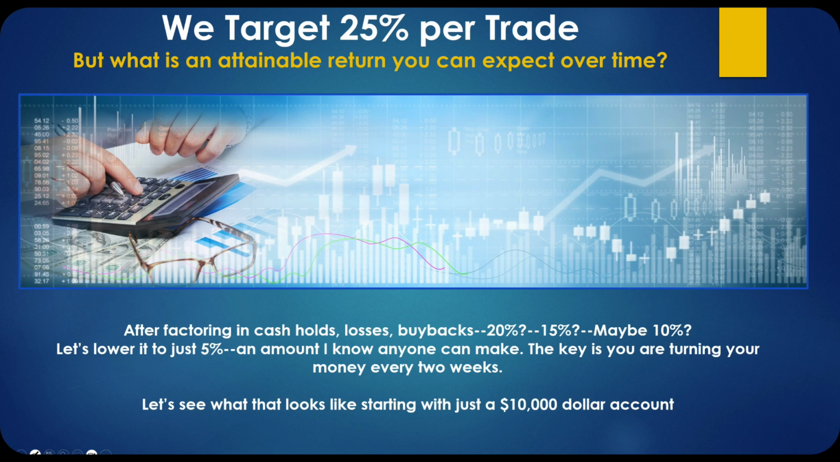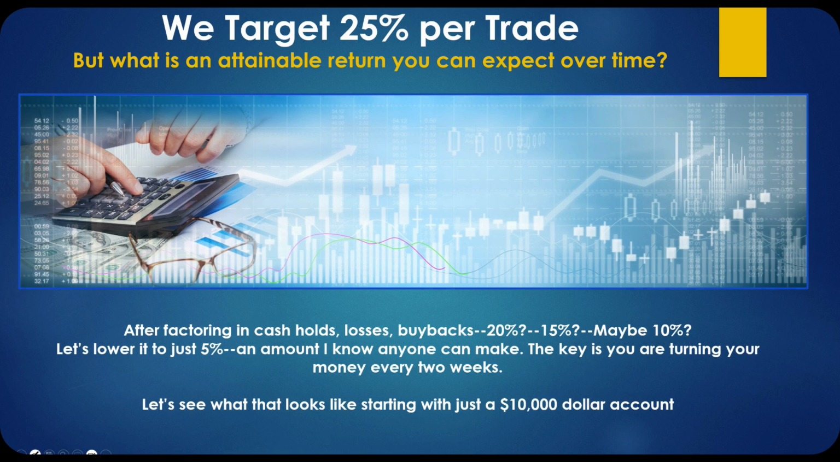So after factoring in cash holds, losses, buybacks, what can we expect? Can you get 20%? Now keep in mind, this is every 10 days. So we're turning our money pretty fast. Can we expect 15%, maybe 10%? I think you can comfortably be in that range, and a lot of my people actually do better. But let's just lower those expectations down to something I know anybody can do. Let's just say it's 5%.